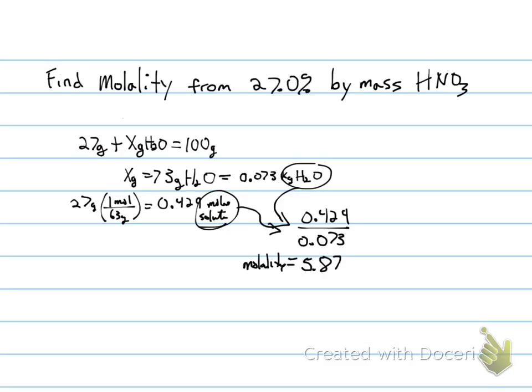Molality is 5.87. Abbreviated little m, I don't like using that because I think of meters or moles and it doesn't make any sense to me, but that's how we find molality from a given by mass.